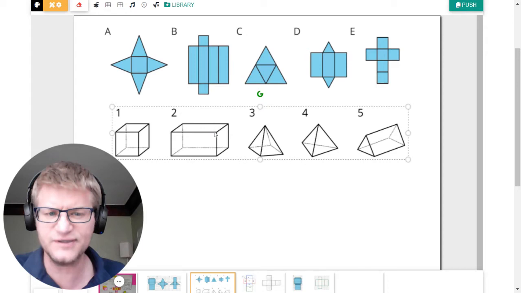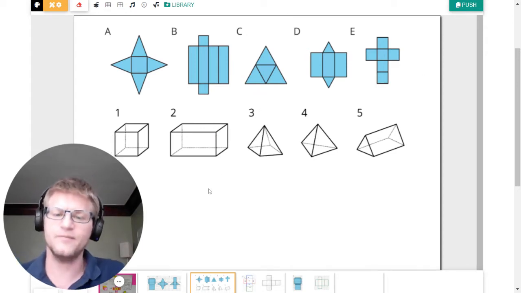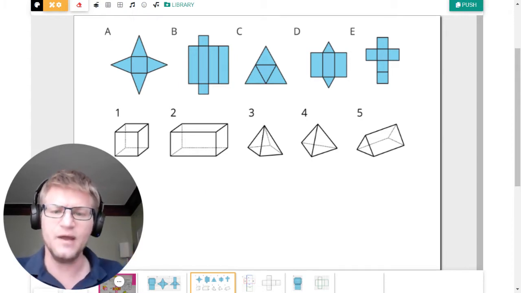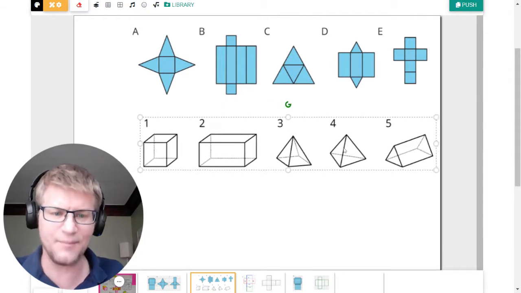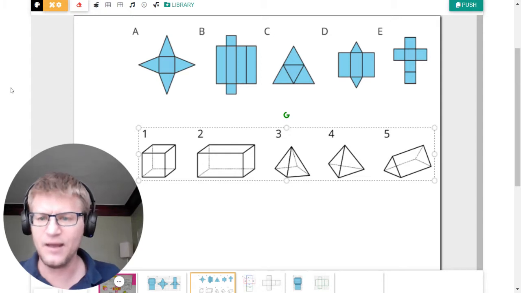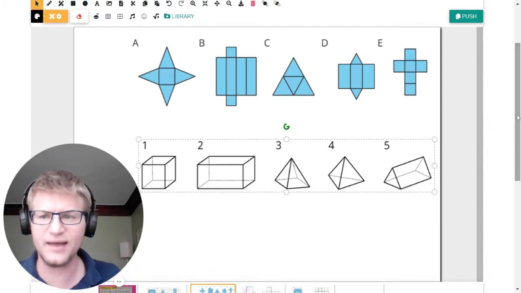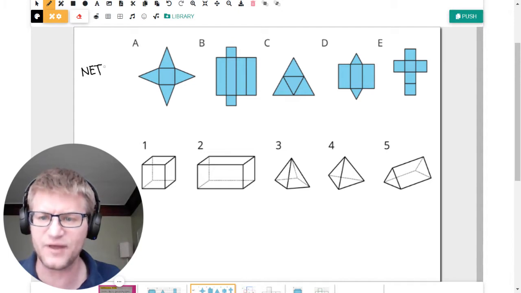All right, now what's interesting on this is I want you to see if you can figure out the matching here. This is a matching situation. And the idea is that I am matching the net. So the top blue ones are nets. And let me get my pen out. And let's talk about these nets, right? So up here is what we call the nets. And the nets just means when we unfold something, what does it make? So these are our nets, okay?